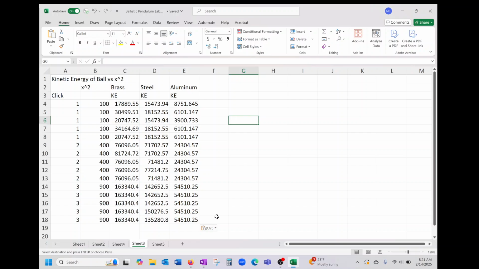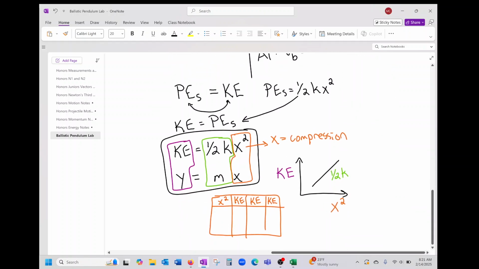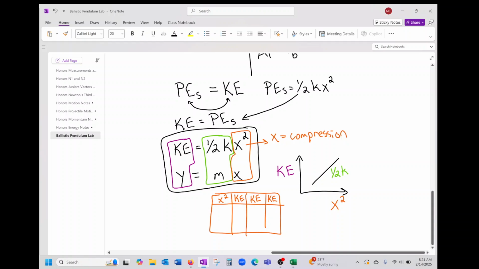Now, the way that we're going to set up our graph, I'll go back over here. The conservation of energy equation that governs this part is the initial potential energy of the spring equals the final kinetic energy of the ball. So I want a graph that's going to give me a slope that is 1/2 of the spring constant. So the first thing I did was set up my conservation of energy equation, and the format that this needs to be in is y equals mx plus b. I'm just going to switch around the kinetic energy and potential energy of the spring. So the spring potential energy is calculated by 1/2 kx squared.